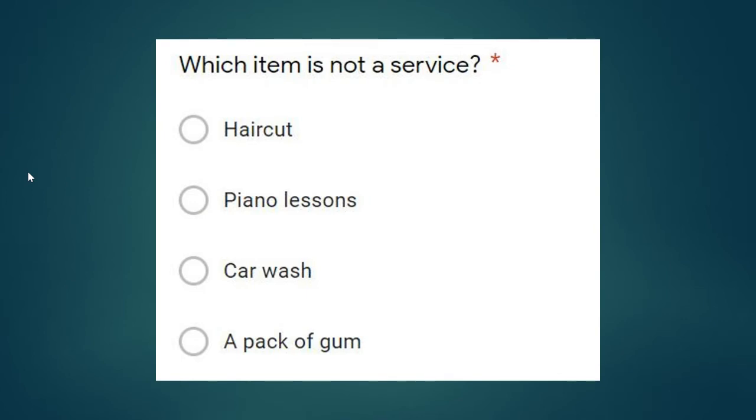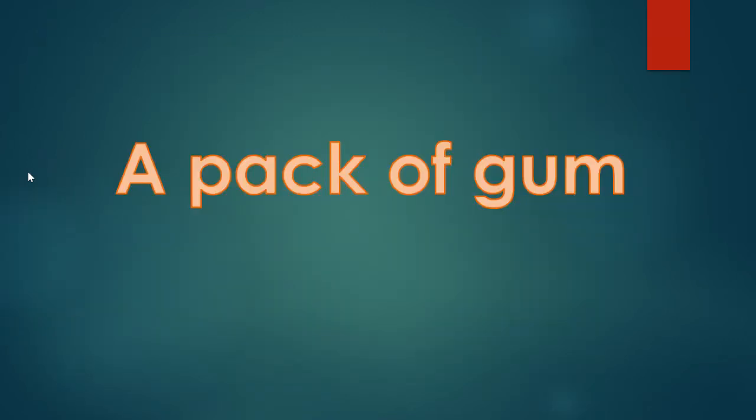Which item is not a service? So we talked about goods and services. Which one is not a service? Haircut, piano lessons, car wash, a pack of gum. The one that's not a service, a pack of gum. The others are a service. A pack of gum is a good because you can touch it and purchase it.